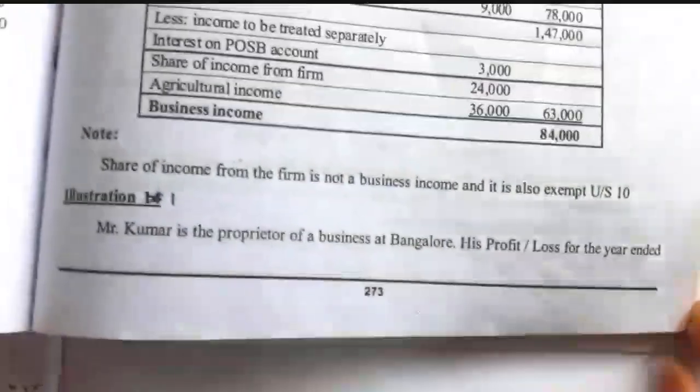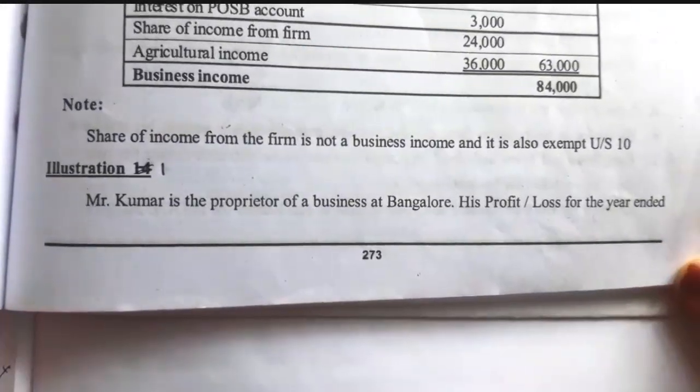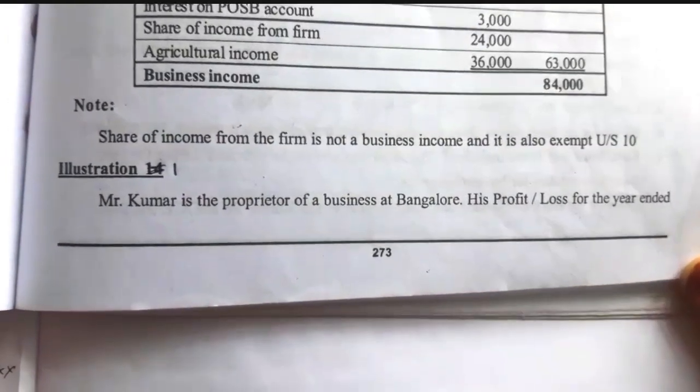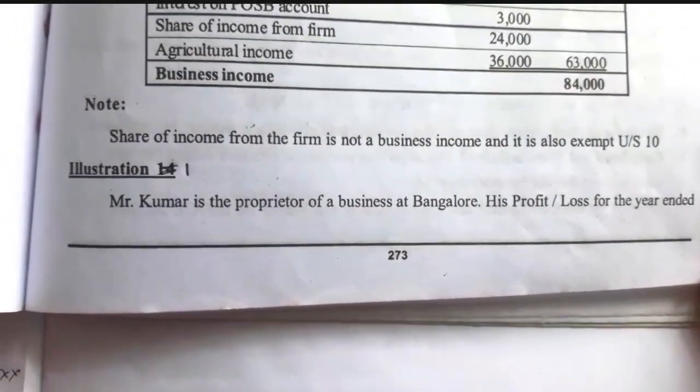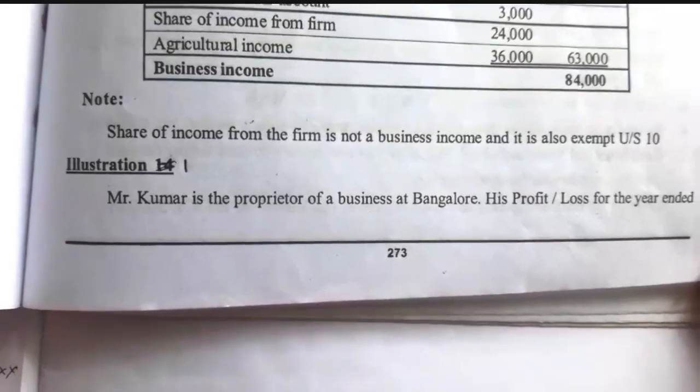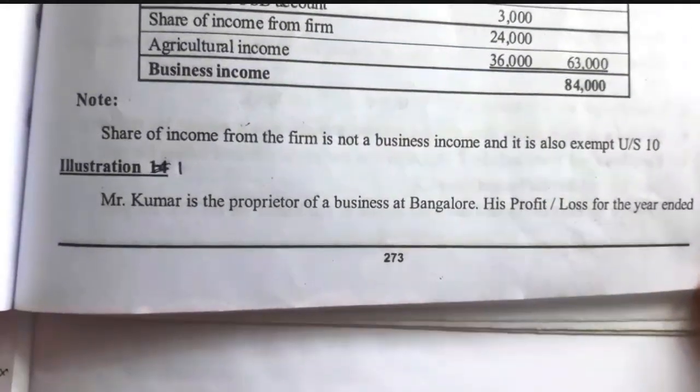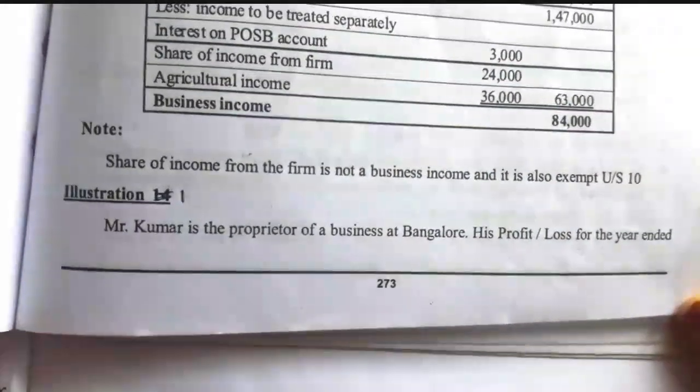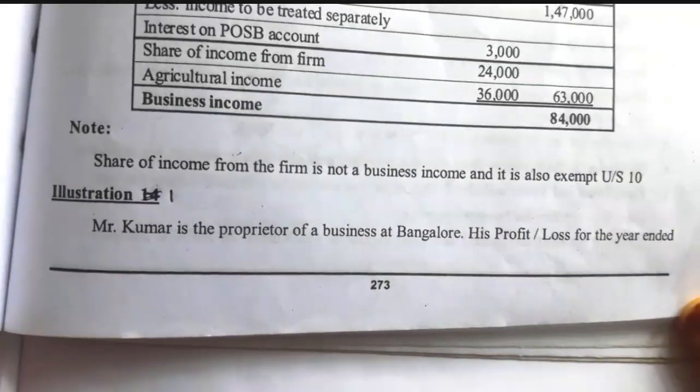Hello students, today we will learn illustration number 1 relating to computation of business income as per section 28. So now see the question. I'll read out the question. Illustration number 1. Mr. Kumar is a proprietor of a business at Bangalore.